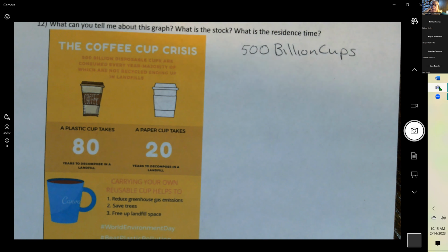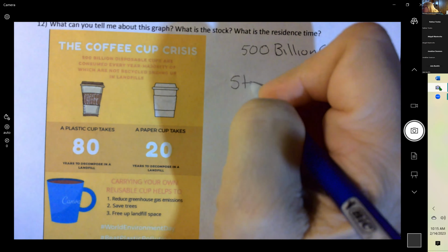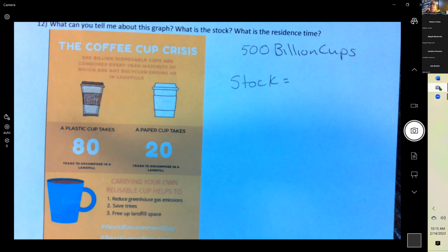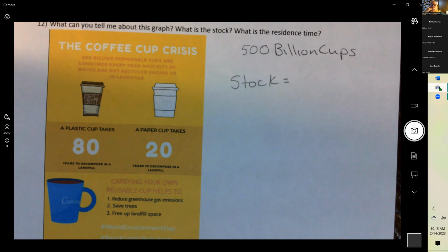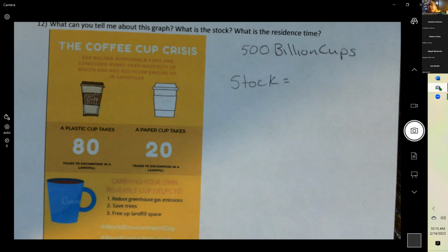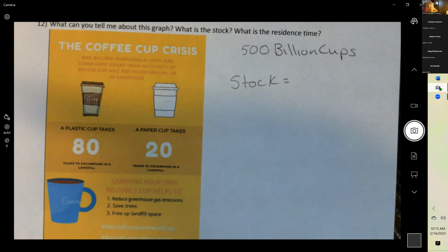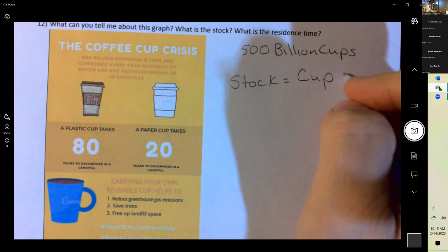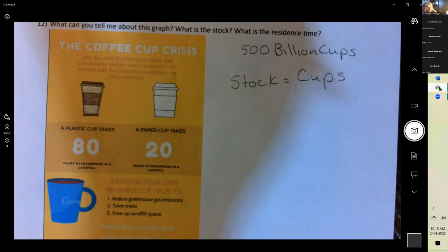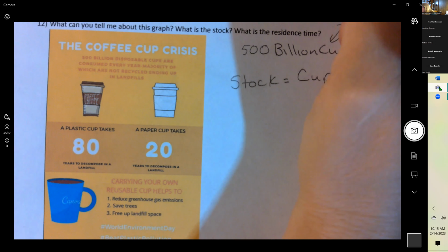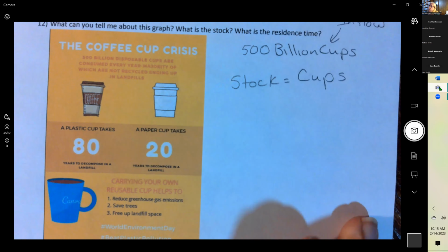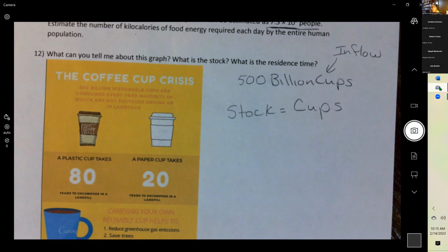So first of all, what is the stock in this example? Anyone? 500 billion. But the stock is the actual item, so the cups. The inflow, since it says most of them, is the 500 billion cups. So the stock is the item, which would be the cups, paper, and plastic.